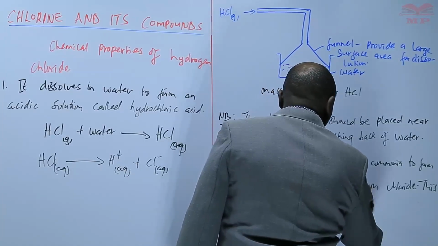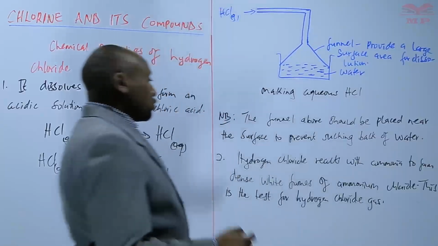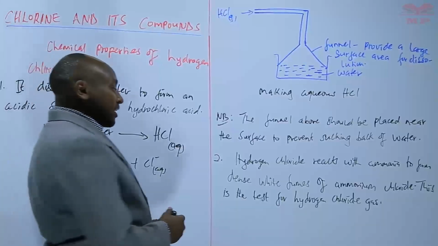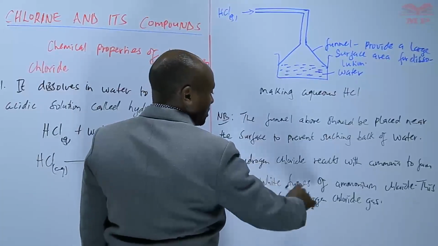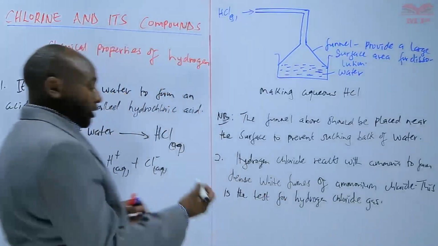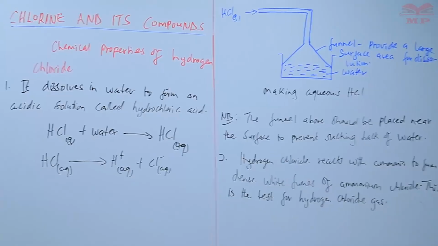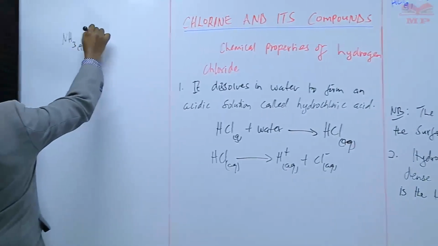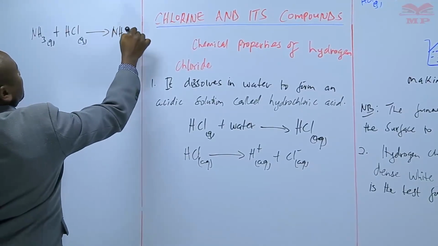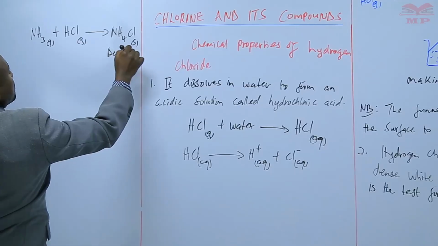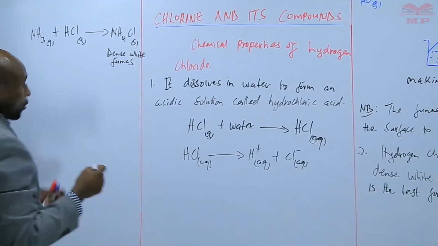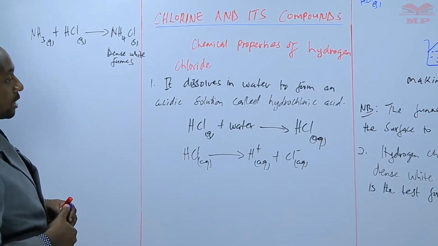So to test for hydrogen chloride gas, you react the gas with ammonia, and where the two gases meet, they form some dense white fumes. And those dense white fumes are as a result of the formation of ammonium chloride. So we have ammonia gas plus HCl gas, they form ammonium chloride. And this is what you are calling dense white fumes. Very heavy fumes of ammonium chloride.